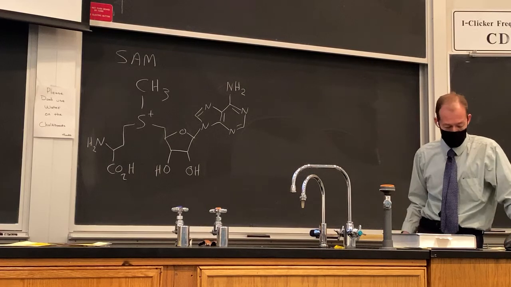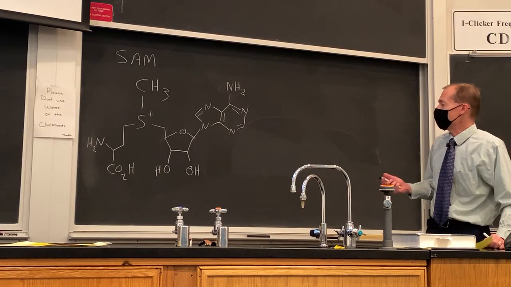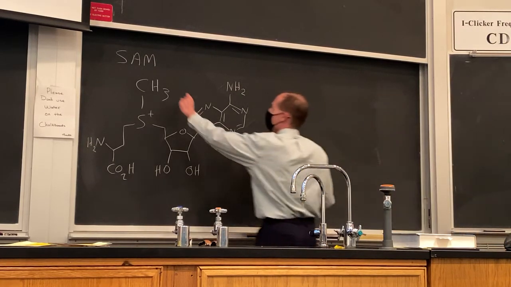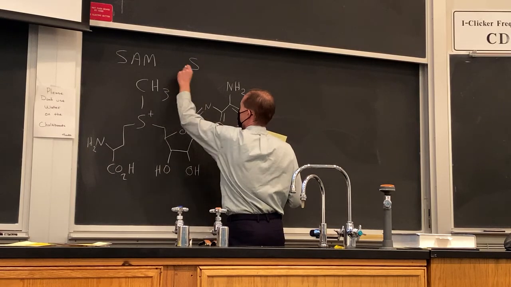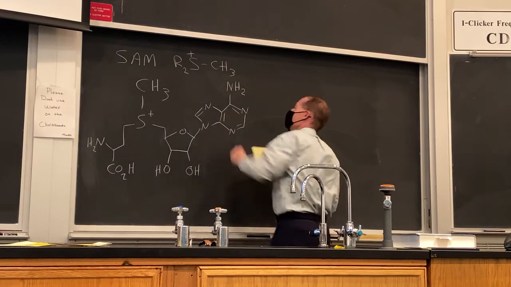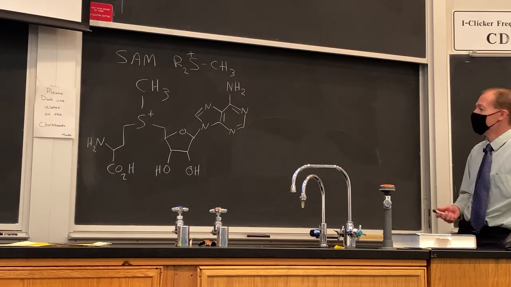Please don't memorize the structure. I'm not going to ask you to memorize the structure. As you know, in organic chemistry, we like to abbreviate things, so this is often abbreviated as R2S. We just use R groups to show these groups that are coming off of the sulfur.